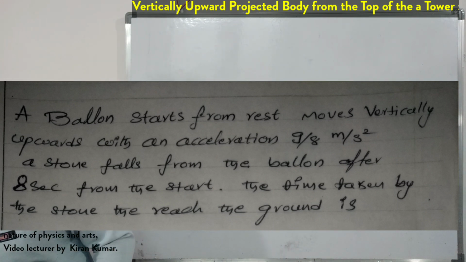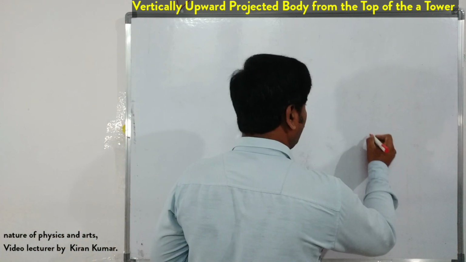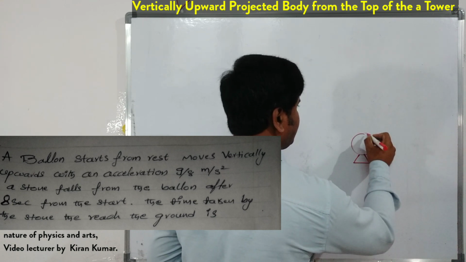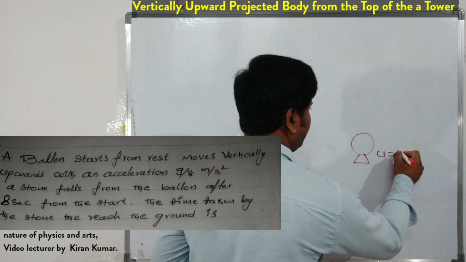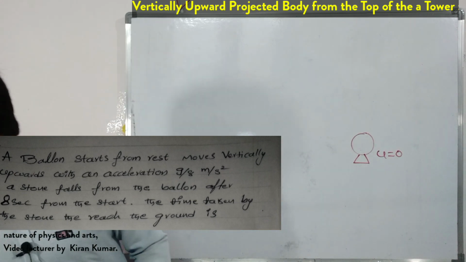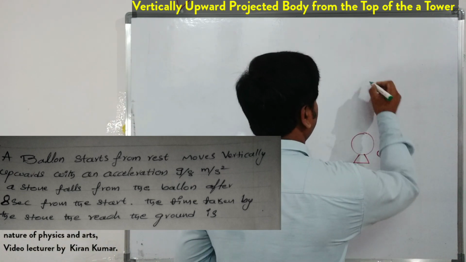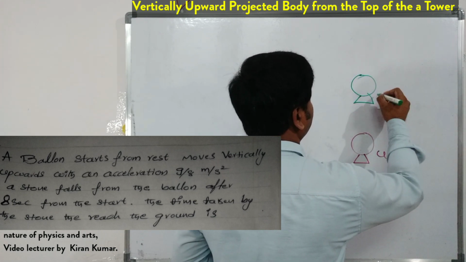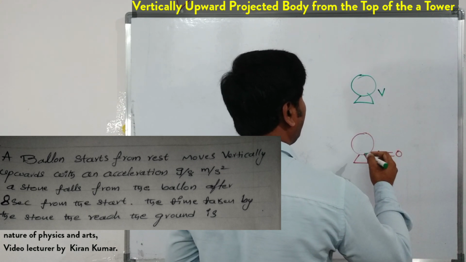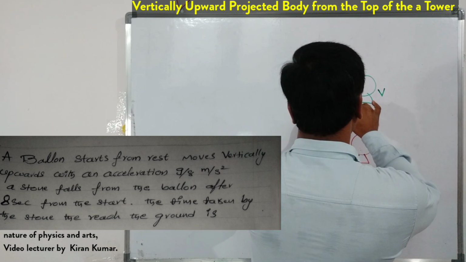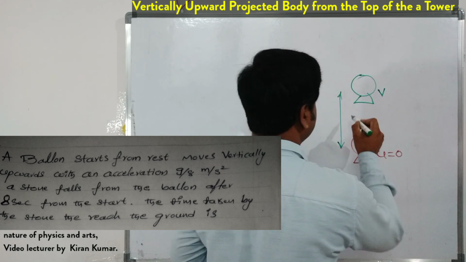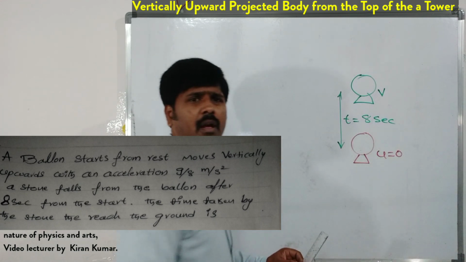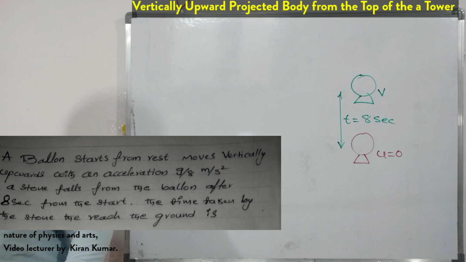See, this is the balloon. For this, the starting is from rest, so u is equal to 0. The balloon reaches this position, where the velocity is v, and the time taken from here to here is 8 seconds. So t is equal to 8 seconds. Okay, continuation here.